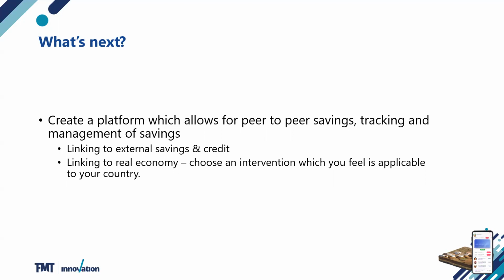And the inefficiencies are around record keeping. And this challenge is about developing a platform for peer-to-peer savings, tracking and management of savings, as well as linking to external savings and credit, and finding ways in which other groups can access credit from these groups, and also linking to the real economy, where we're asking you to choose an intervention which you feel is applicable to your country that can be addressed through the application that you will create.